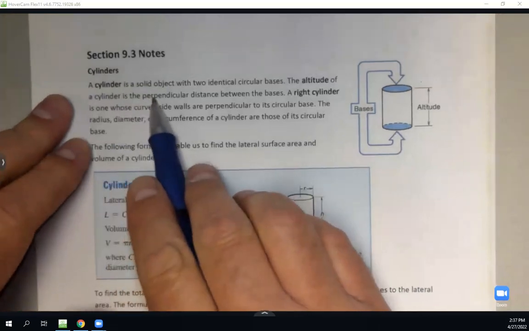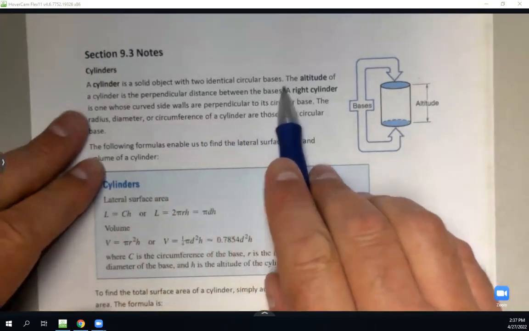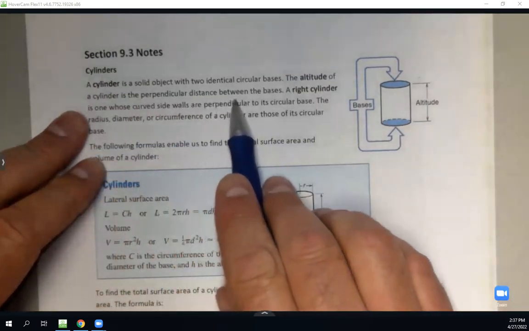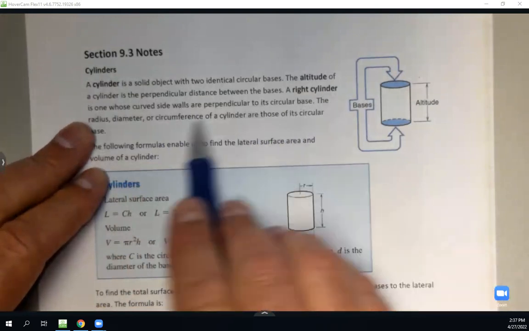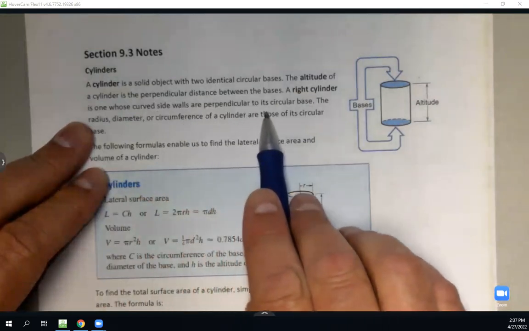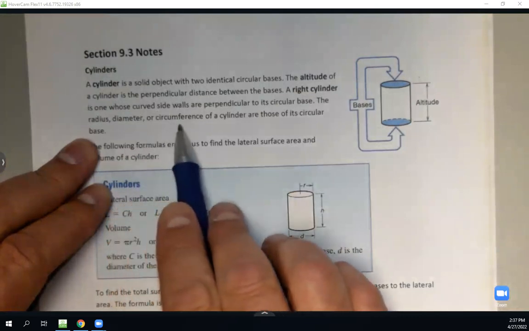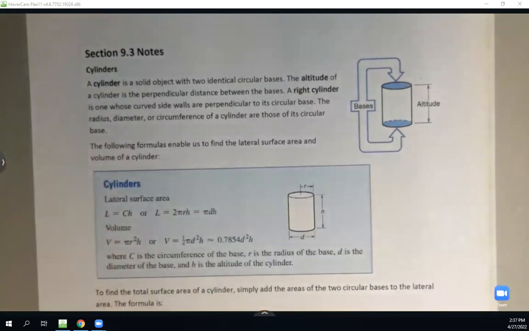So a cylinder is a solid object with two identical circular bases. The altitude of a cylinder is the perpendicular distance between the bases. A right cylinder is one whose curved side walls are perpendicular to the circular base. The radius, diameter, or circumference of a cylinder are those of its circular base.